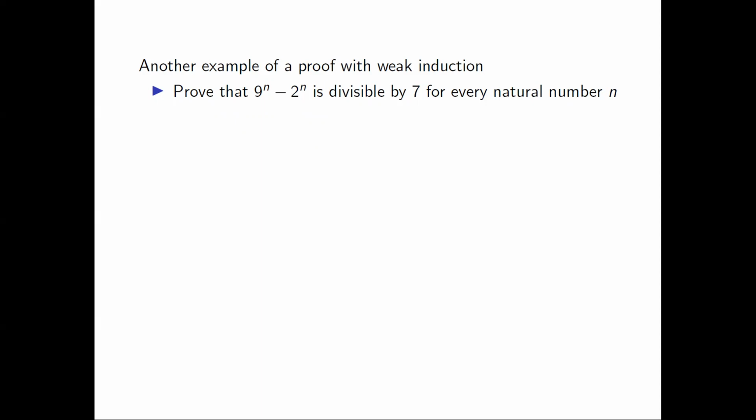Since we're proving this with weak induction, we will prove a base case and then we'll prove an inductive step. The base case will be n equals 0. We can see that 9 to the 0 minus 2 to the 0 equals 1 minus 1, and that's equal to 0. And 0 is divisible by any positive integer, so it is divisible by 7.